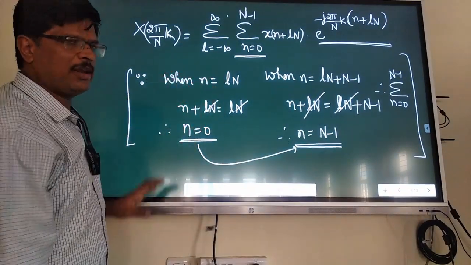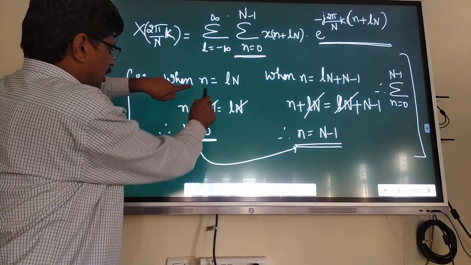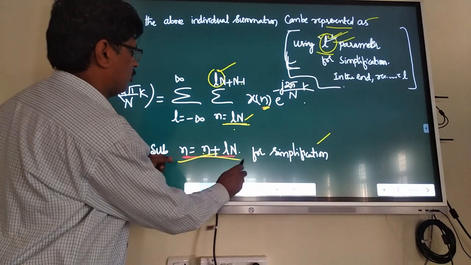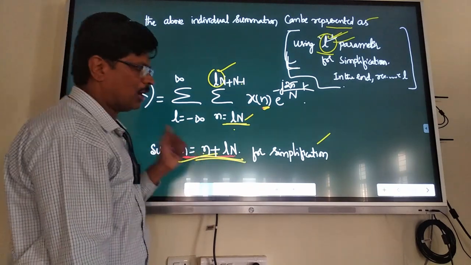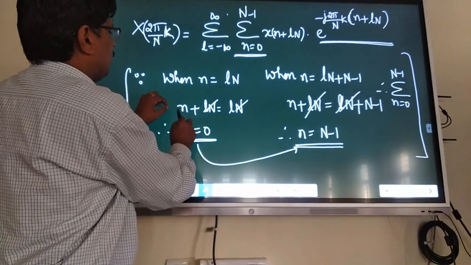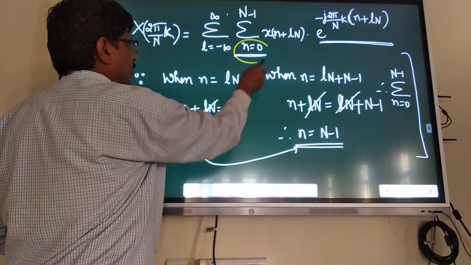When n is equal to lN, for example the lower limit, then what is n? I told you to substitute n as n plus lN. You have to remember this substitution, very very important: n is equal to n plus lN. What will happen? See now, n plus lN is equal to lN. lN into lN gets cancelled, n is equal to 0. The lower limit you will get.